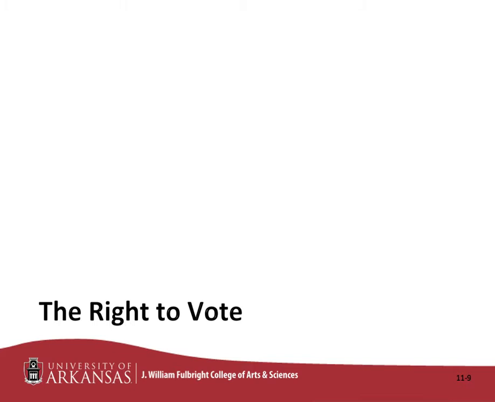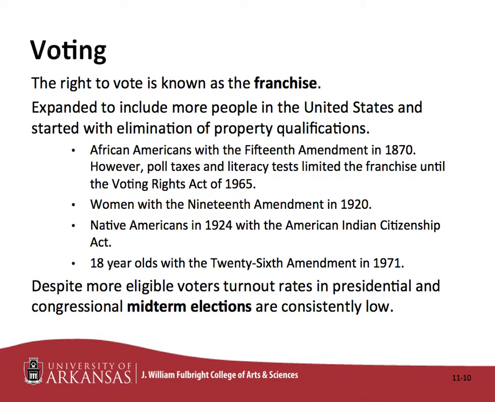So let's take a look at the right to vote, which is a key thing. Who are the voters? Well, first of all, the right to vote is known as the franchise. And it's expanded over the course of U.S. history to include more and more people. And the first step was the elimination of property qualifications to vote. So very early on in this republic that we live in, we saw that typically white males owning property were the only ones who could vote. So the democracy wasn't as democratic as we like to think.